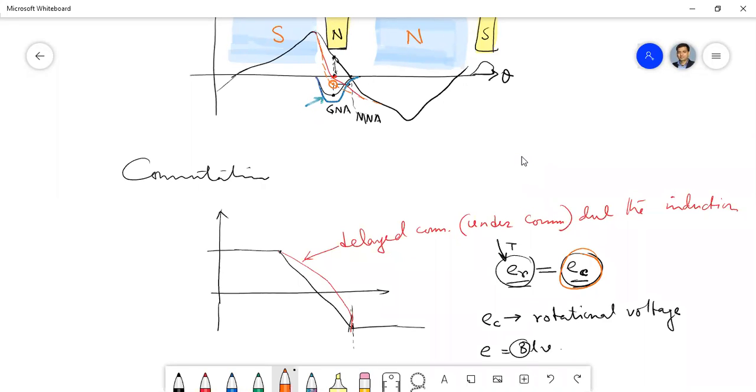Is that clear? বুঝতে পারছো আমরা কি করছি?